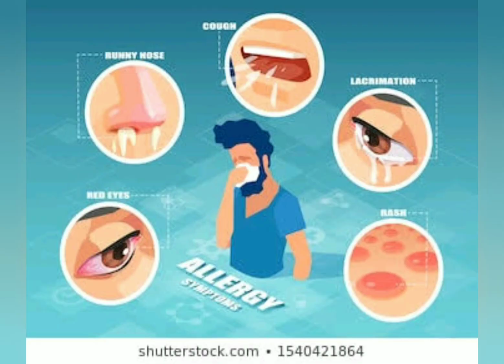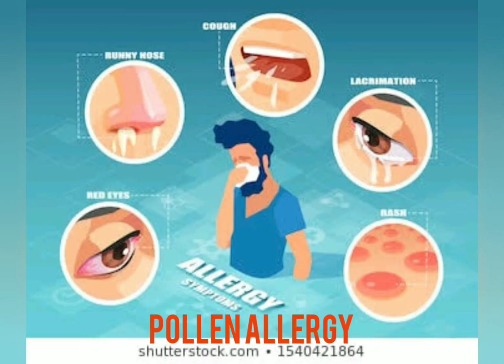Now coming to pollen allergy. Certain pollens are allergic to some people, for example the pollen grains of parthenium and carrot grass. See, this pollen allergy causes severe asthma, bronchitis and respiratory disorders in some people.